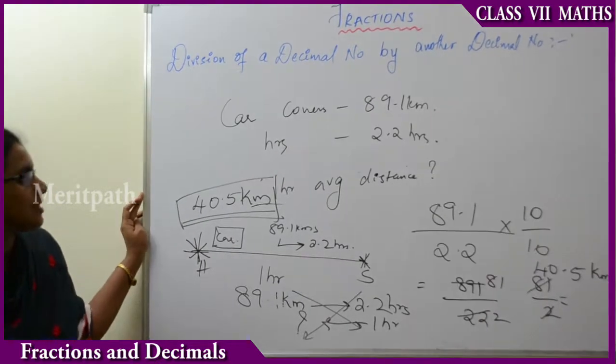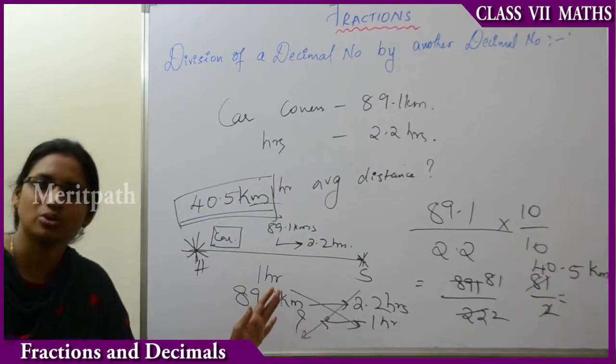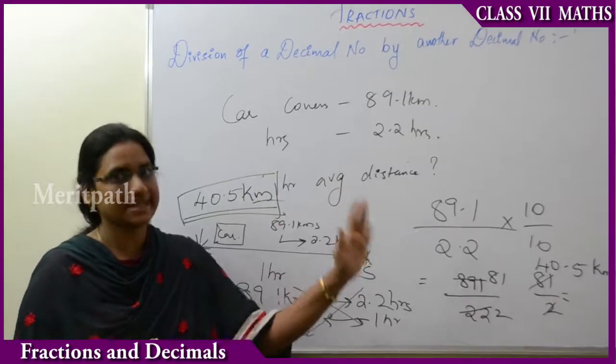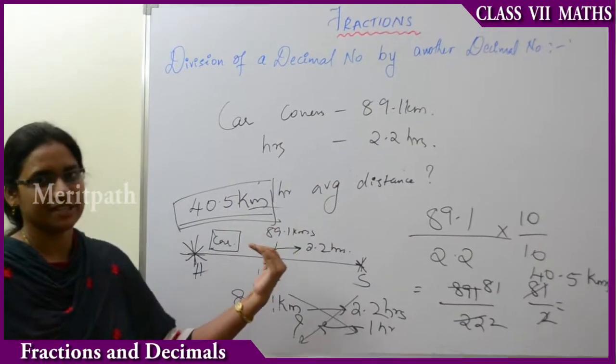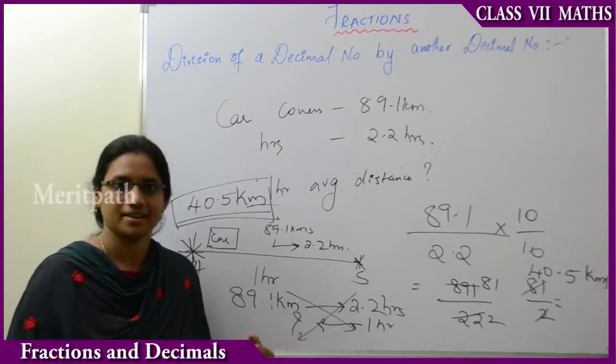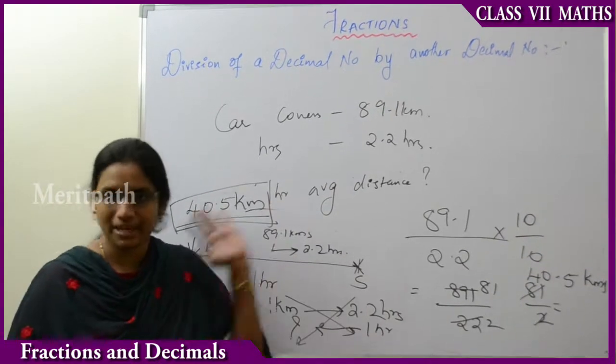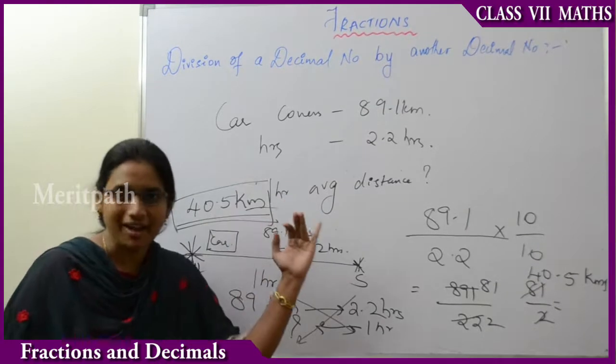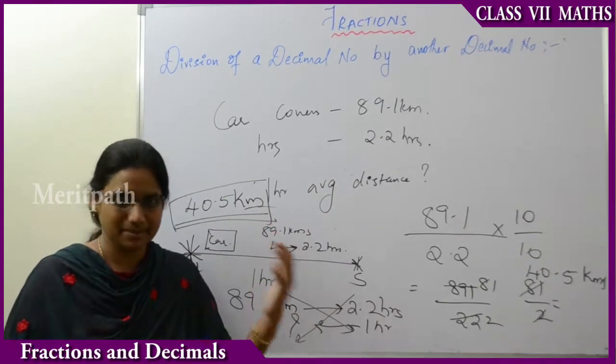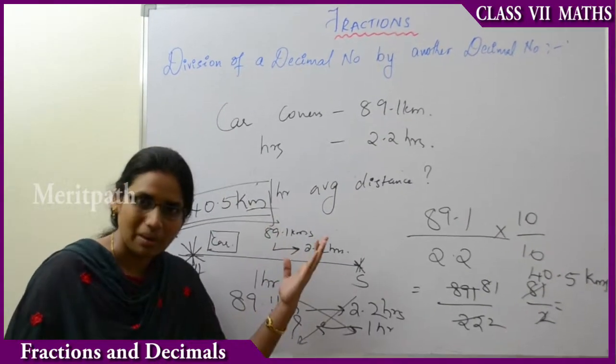Okay. This is how first we will be converting the decimal numbers into whole numbers and later we will be doing simple division. Hope you are clear with the fractions and decimal numbers and how to divide the fractions and how to divide decimal numbers and how to multiply the fractions.